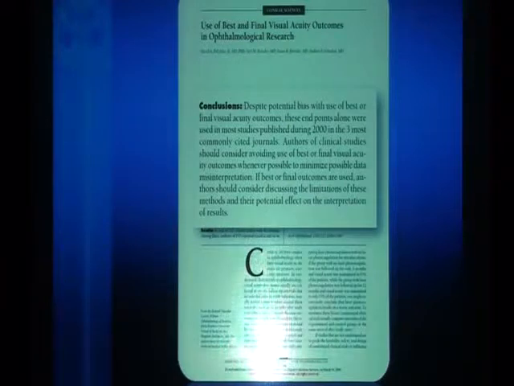In their conclusion, despite potential bias with the use of best or final visual acuity outcomes, these endpoints alone were used in most studies published in the year 2000 in the 3 most commonly cited ophthalmology journals. Authors of clinical studies should consider avoiding the use of best or final visual acuity outcomes whenever possible to minimize possible data misinterpretation. If best or final outcomes are used, authors should consider discussing limitations of these methods.